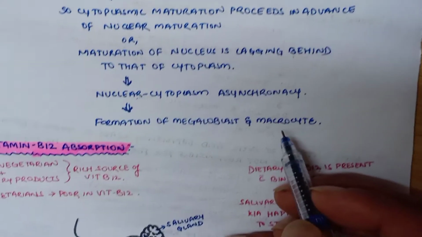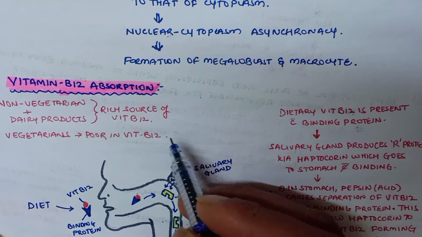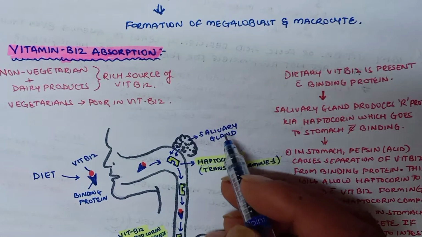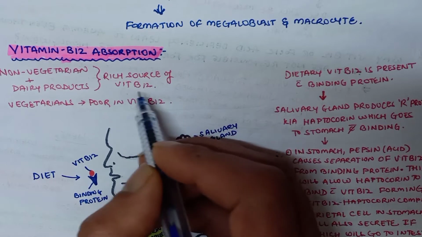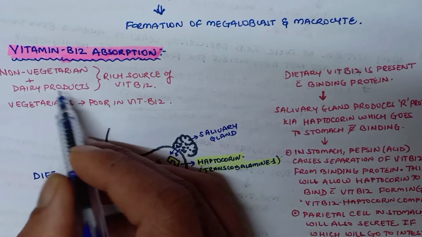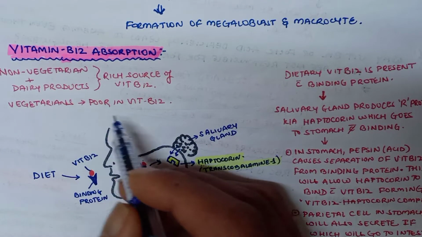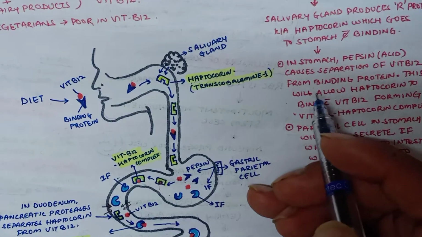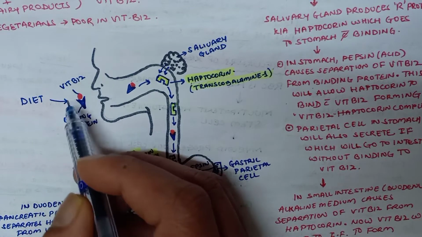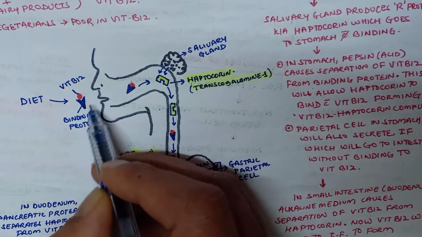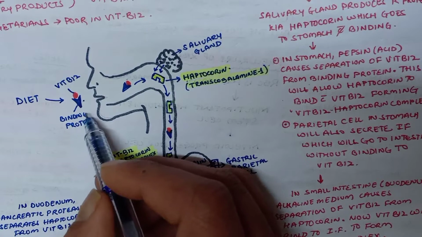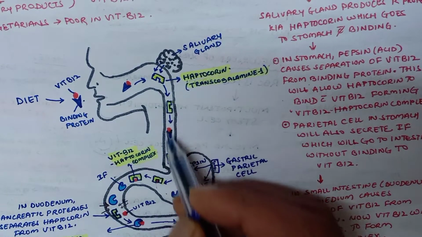Now we are going to talk about vitamin B12 absorption, how vitamin B12 gets absorbed into the blood. We know the rich sources of vitamin B12 are non-vegetarians and those who consume dairy products, whereas strict vegetarians are poor in vitamin B12. So what actually happens is, when a person consumes vitamin B12, it is already attached to a binding protein. So vitamin B12 along with the binding protein travel to the stomach.